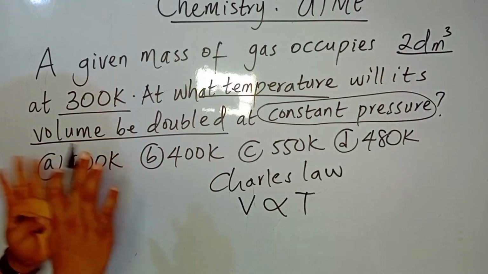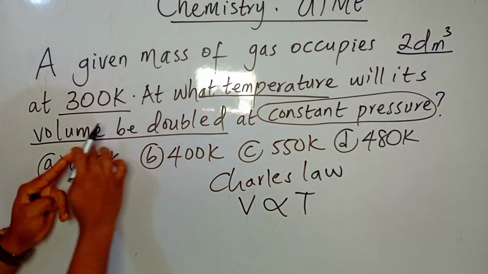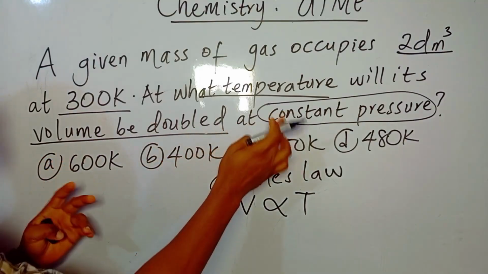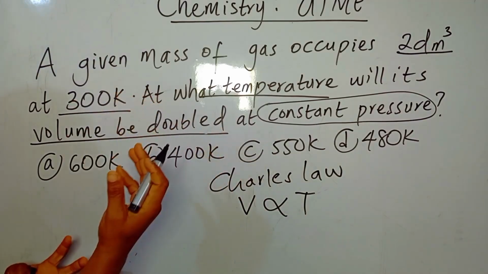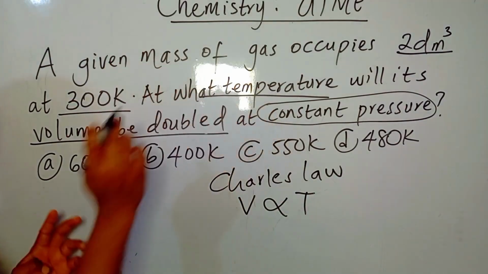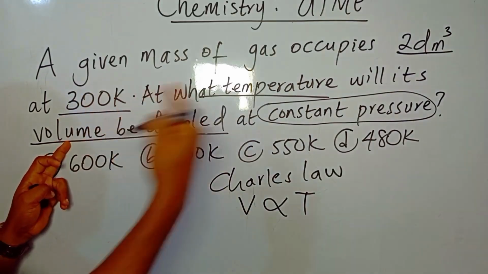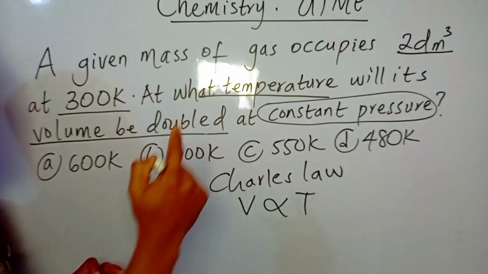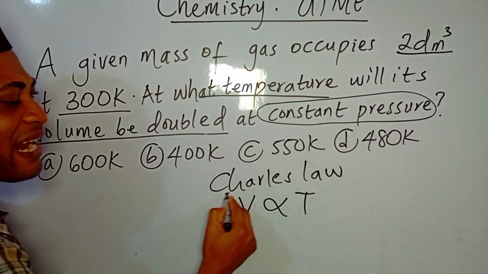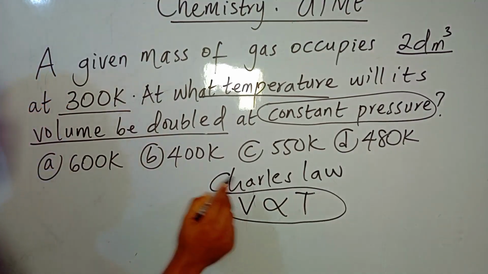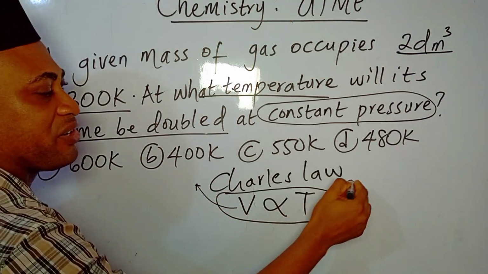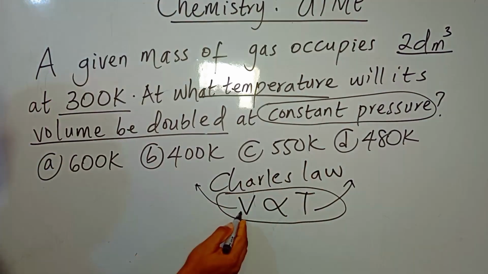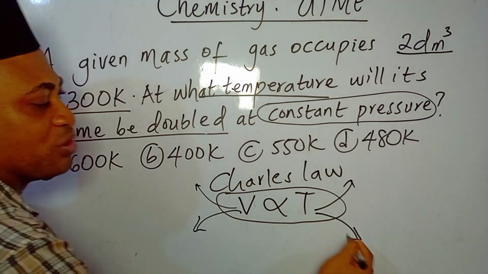Now from this, look at this. They said at what temperature will its volume be doubled at constant pressure? Now I'm looking for the temperature, right? At which the volume will be 2 times the original amount. And we know that there is a direct relationship between volume and temperature, meaning that if volume increases, temperature will increase in the same form. If my volume decreases, temperature will also decrease.